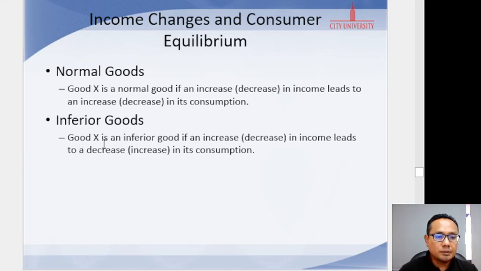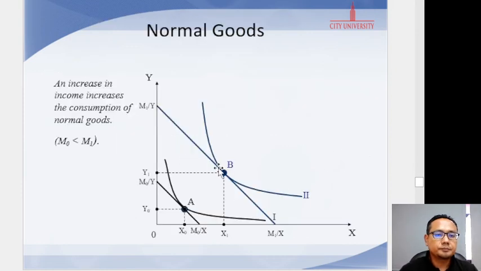Inferior goods: good X is an inferior good if an increase in income leads to a decrease in its consumption. You can see it can change for a normal good from point A to point B. An increase in income increases the consumption of a normal good.